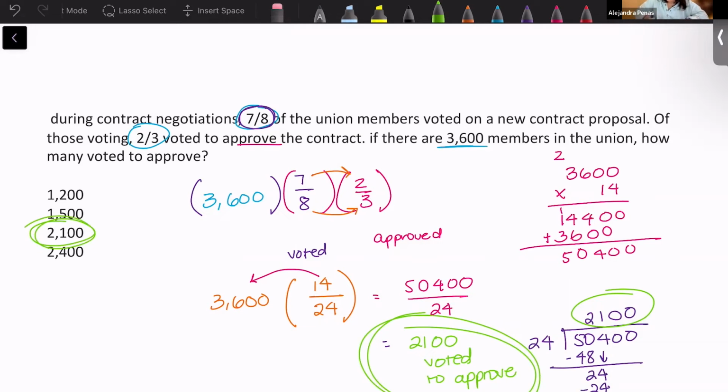Okay. Any questions on this one? Anything you need me to clarify on this one? So you could always multiply the fractions together. Yeah. Anything else before I go to the next one?